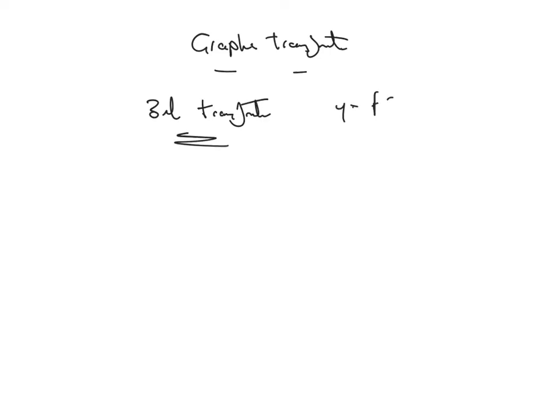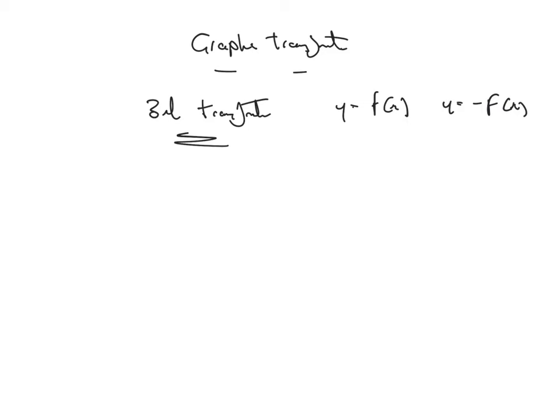Okay, we're going to look at our third transformation. So graph transformations, we're going to look at the third transformation just now, which is what happens when you've got a graph y equals f of x and you then draw a graph minus f of x. So in other words, you put a minus in front of it, you times the graph by minus 1.